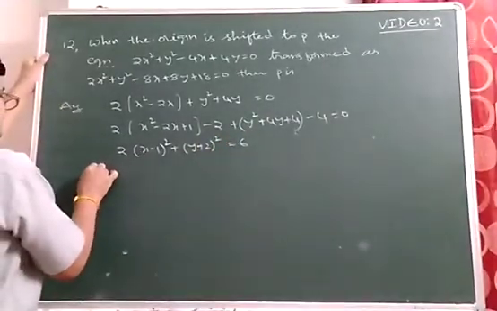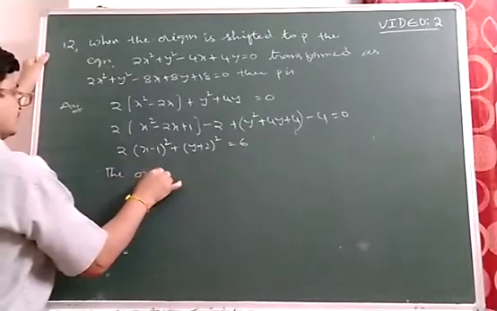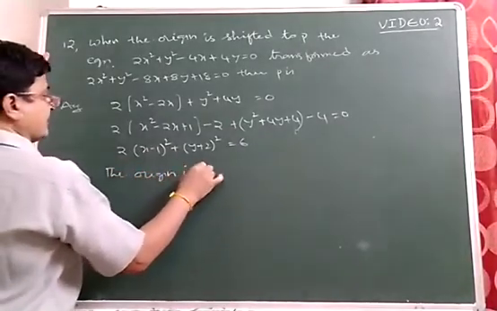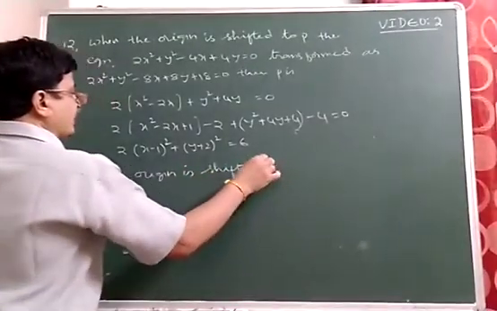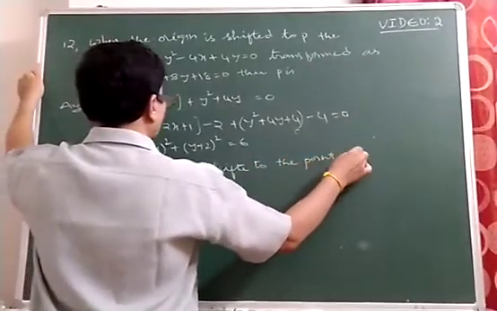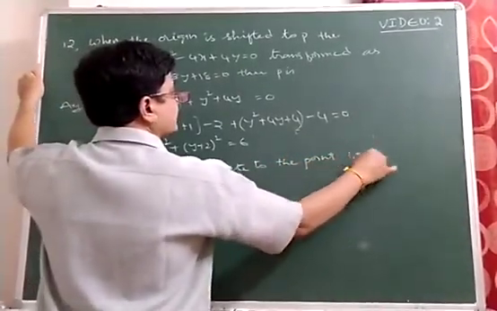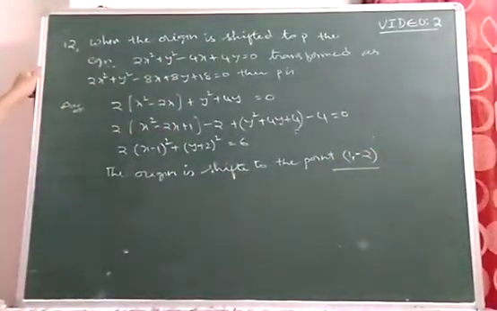Therefore the origin is shifted to the point 1 comma minus 2. This is the new origin.